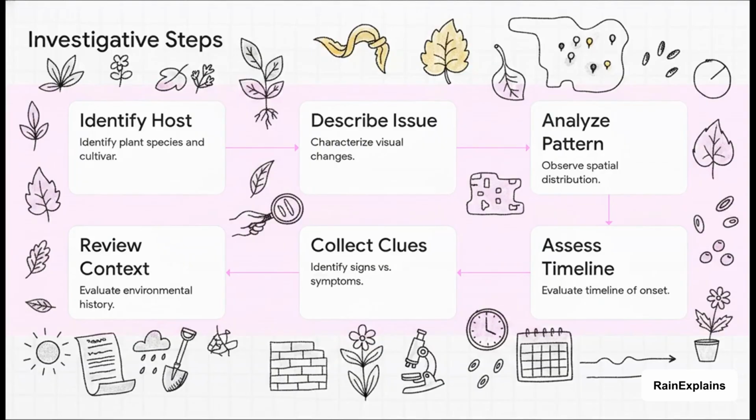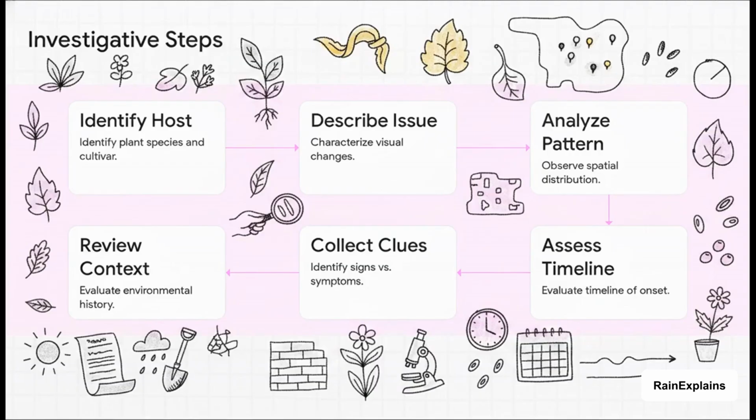Step 1, identify the host plant precisely. This is huge because a lot of pathogens only attack very specific species. An oak disease really isn't going to care about your petunias, right? Step 2, describe the problem in detail. Is the leaf twisting, curling, spotting, turning yellow? Those specific visual cues matter immensely. Step 3, analyze the distribution of the damage. Is it just hitting the upper canopy, the lower leaves, or maybe the entire garden bed?